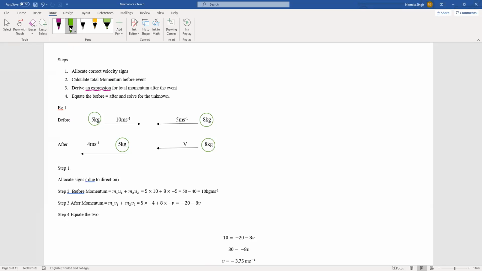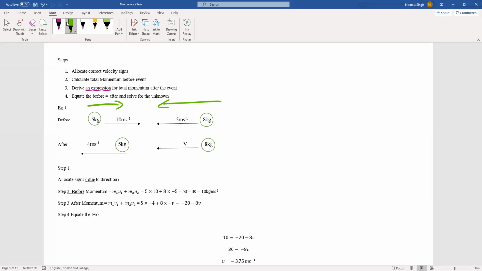Let's get our next color pen. I have an example here. I have a 5-kilogram object traveling to the right at 10 meters per second, and it is going to intercept an 8-kilogram object that is traveling 5 meters per second to the left. So what's going to happen? Those two objects are going to hit each other, and then they're going to bounce off. We all know that, right? Or they could hit each other and one could stop moving and one could continue moving. We're going to do questions like that.